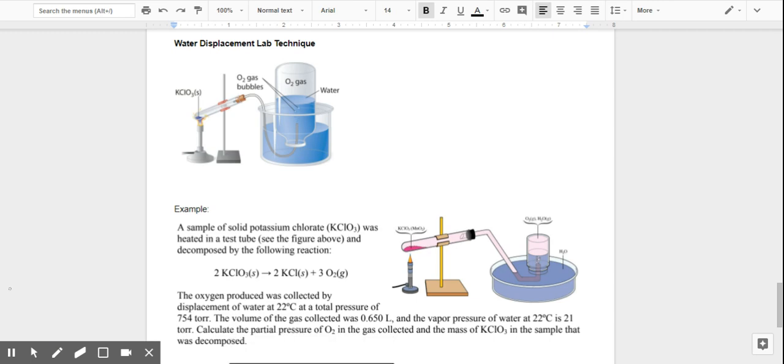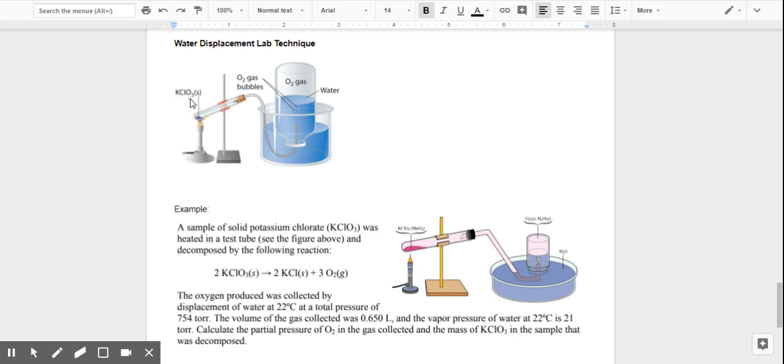Alright guys, in this video we're going to talk about the water displacement lab technique. This is something that you're going to be doing very similarly in your lab on Wednesday. So what we have set up here is basically a sample.